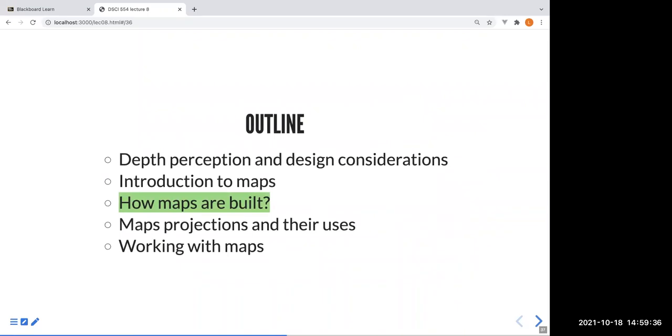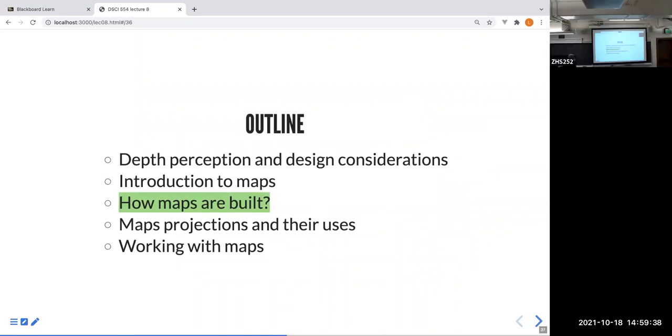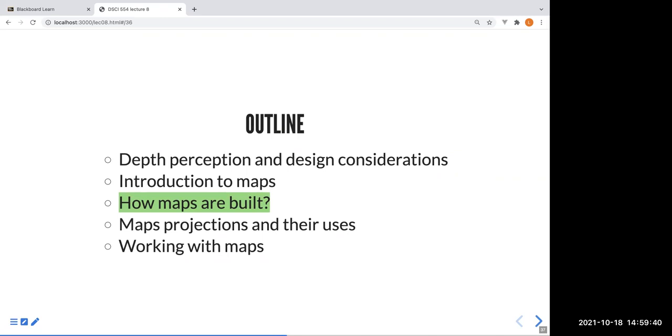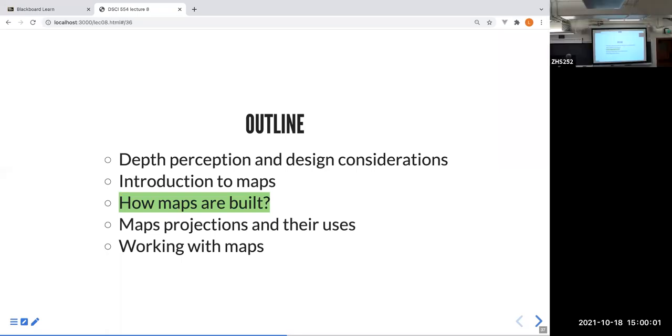Okay, so that was for the types of maps. Now we're going to see how they're built, and then we're going to look at which projections are used and what to use for different types of maps. So I'll do a quick break before I go on with that.